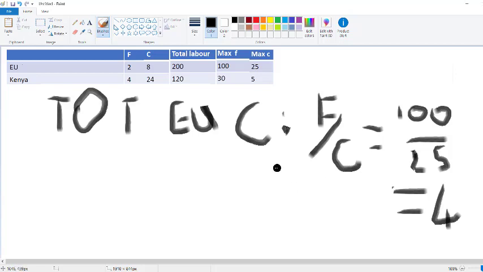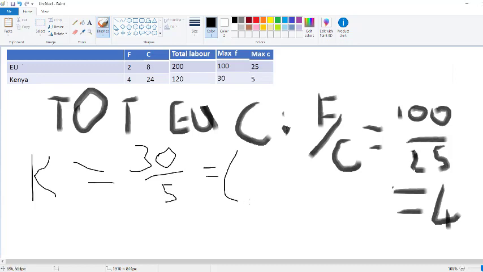You can then similarly do the terms of trade for Kenya in terms of carbon. So for Kenya, terms of trade would be as simple as taking 30 divided by 5, and that would be 6. Same values we're getting as earlier, right? That's when they give you this table, the maximum food and chemicals you can produce based on the total labor. And then you can do the terms of trade in terms of food, for both the EU and Kenya.